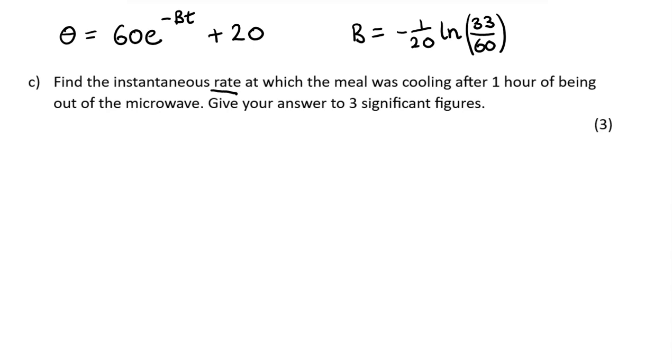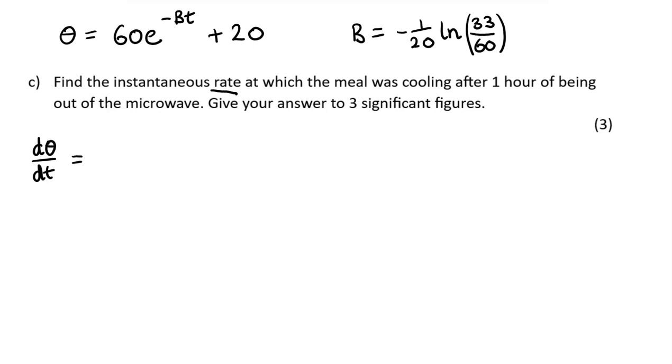So what we need to do is find d theta by dt. So we're going to differentiate theta with respect to t. Above there, I've got the equation for theta. What I've done is just left b, just written it as b rather than write out its exact value or the rounded value that we found, just to have a bit more accuracy.